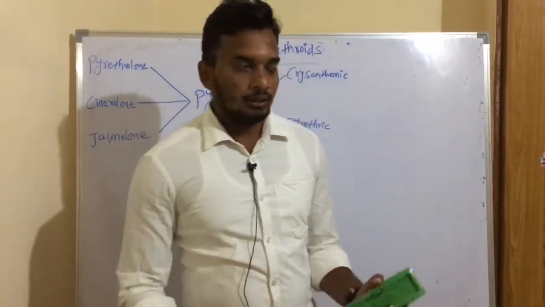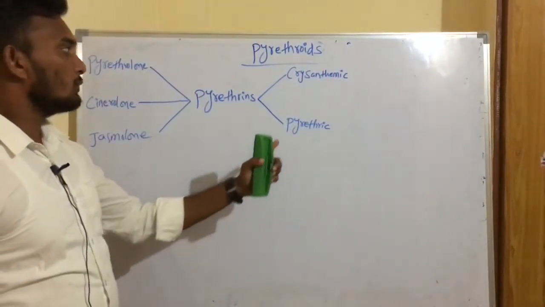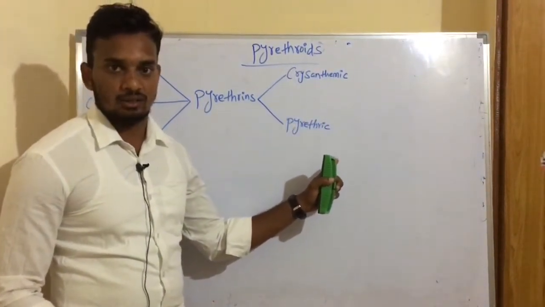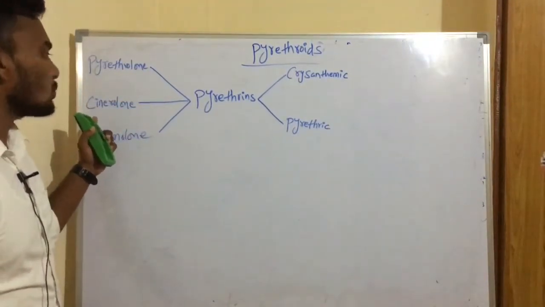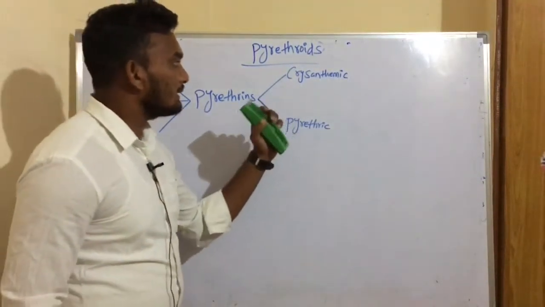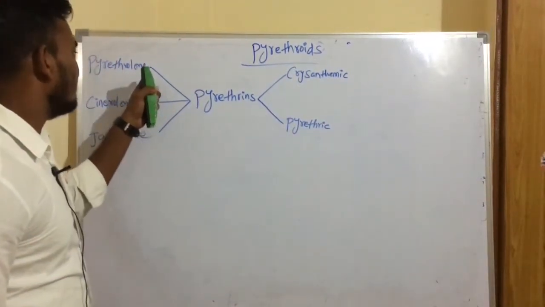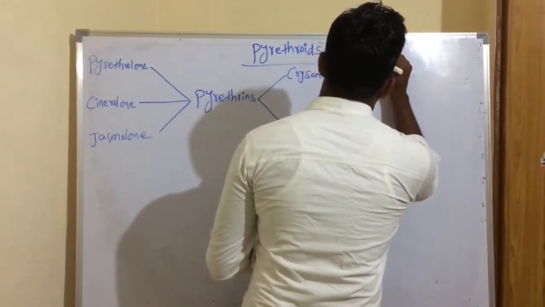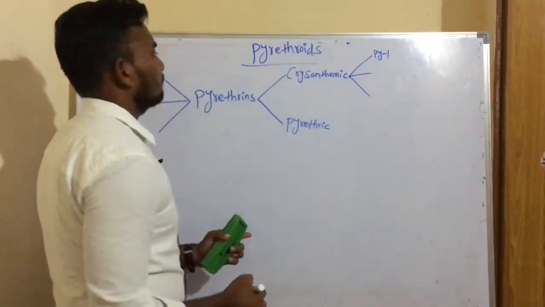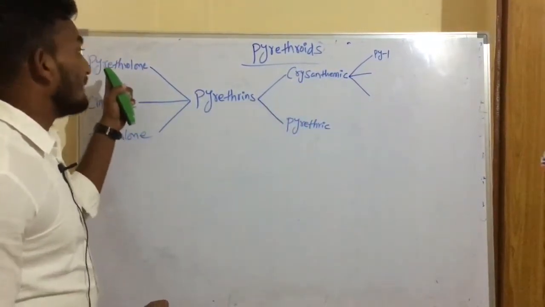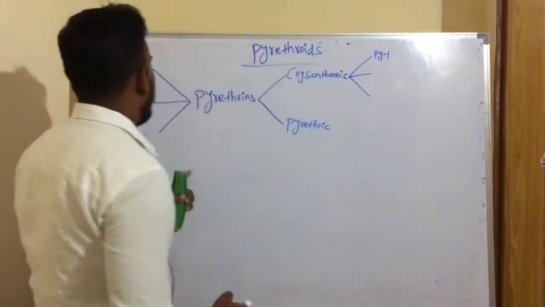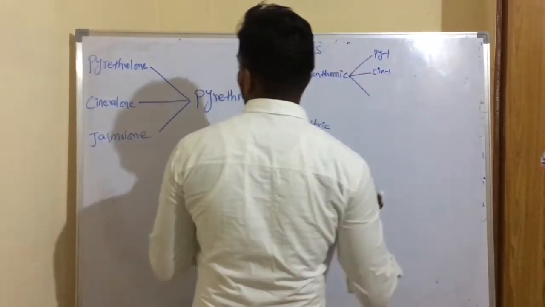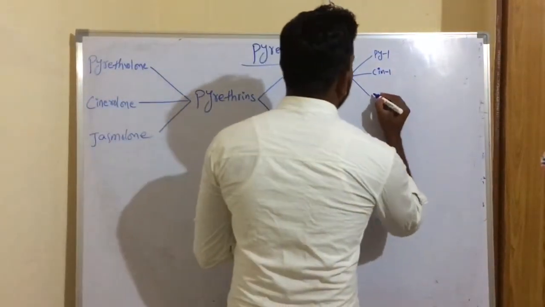As I aforementioned, the pyrethrins are formed by the combination of two acids and three alcohols. The acids are chrysanthemic acid and pyrethric acid, and the alcohols are pyrethrolone, cinerolone, and jasmolone. Chrysanthemic acid in combination with these three different alcohols will give three different components. With pyrethrolone it will give pyrethrin 1, with cinerolone we will get cinerin 1, and with jasmolone we will get jasmolin 1.